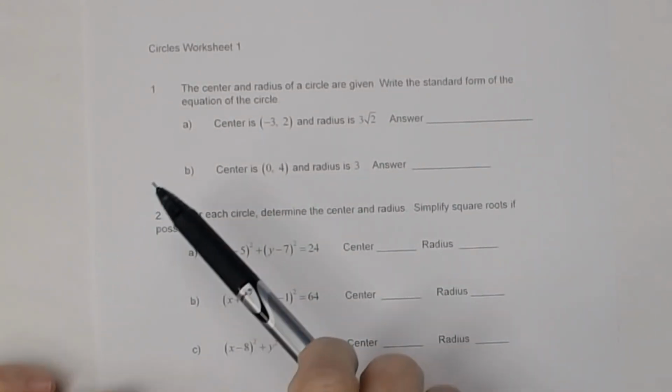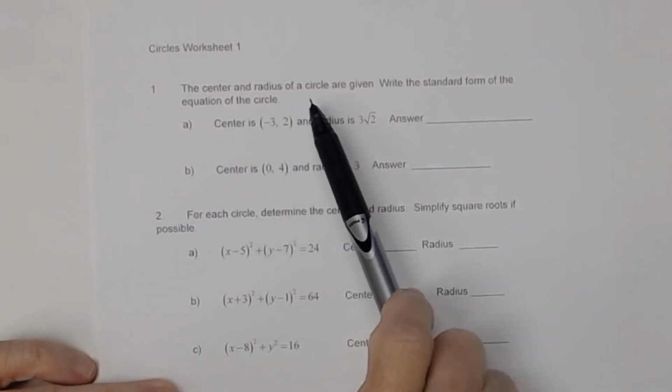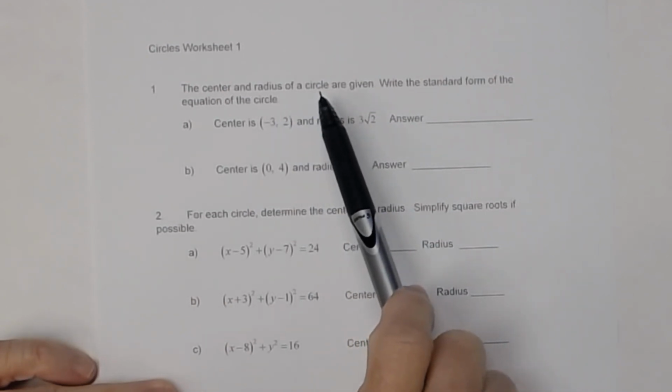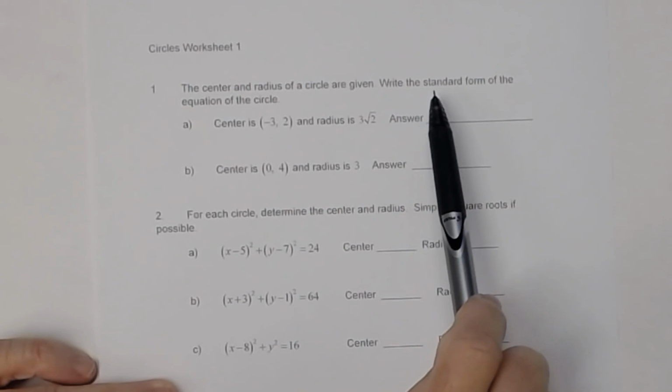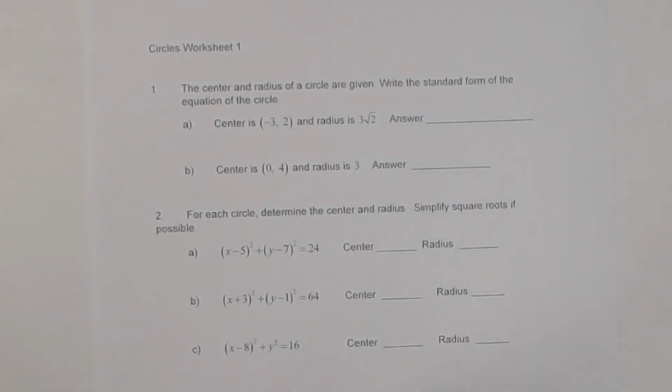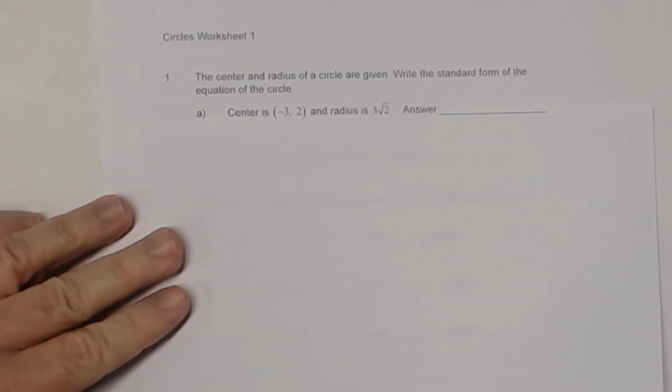Okay, so in number one, you wanted to find the center and radius. Well, you're given the center and radius, and you want to write the equation of the circle in standard form. So just a reminder of what standard form is for the equation of a circle.